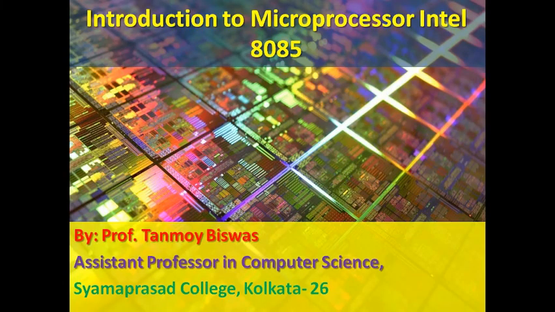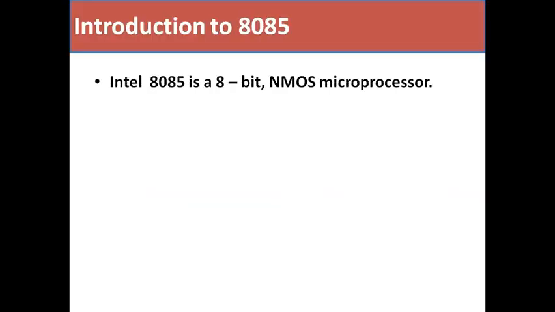Okay friends, today we will discuss the introduction to microprocessor Intel 8085. Let us first try and understand what the basics are. Well, Intel 8085 is an 8-bit microprocessor which was first built on NMOS platform. Now, we all know NMOS means N-type metal oxide semiconductor.